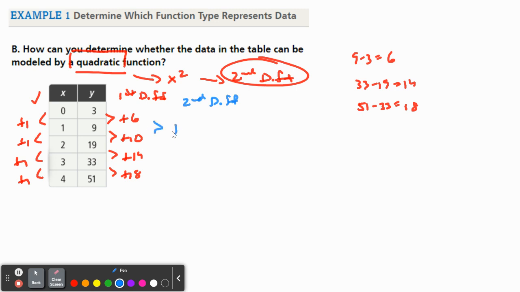So from 6 to 10, that's going up by 4. From 10 to 14, going up by 4. From 14 to 18, going up by 4. And there you go. We have a constant second difference of 4. That means that this is going to be a quadratic model.